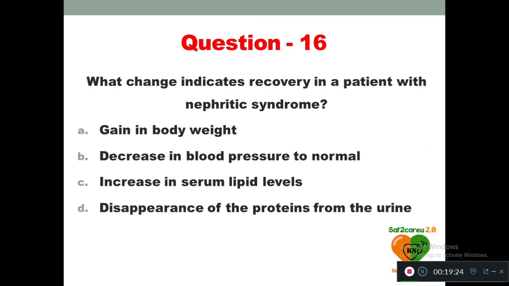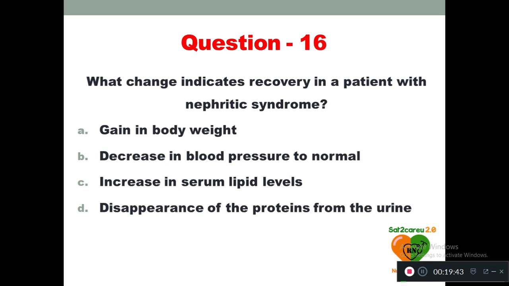Question number 16. What change indicates recovery in a patient with nephrotic syndrome? Option A, gain in body weight. B, decrease in blood pressure to normal. Option C, increase in serum lipid level. And D, disappearance of the protein from the urine.